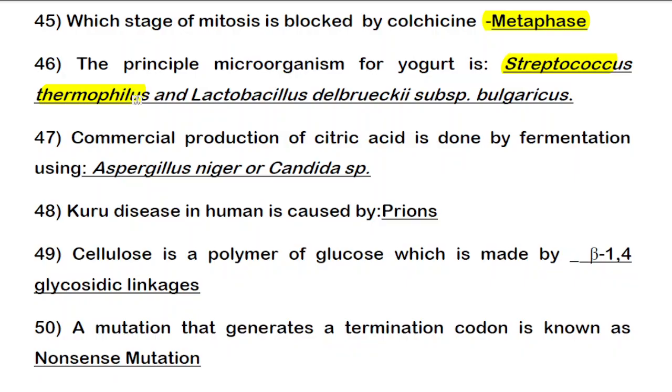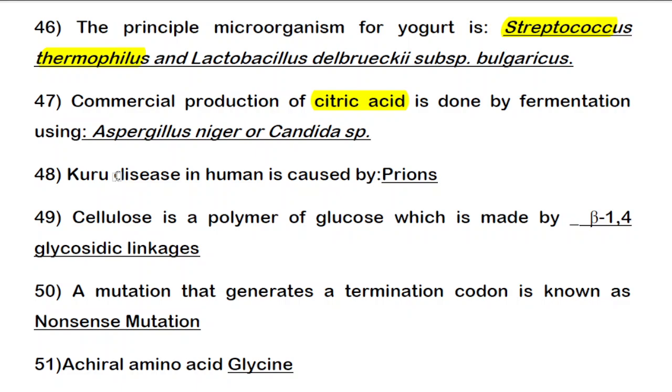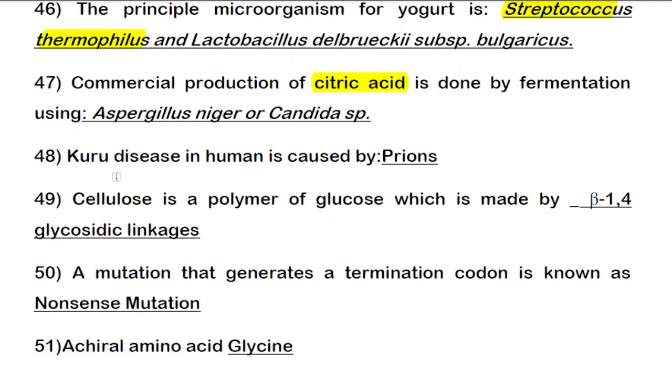47th question is commercial production of citric acid is done by fermentation using two microorganisms. One is Aspergillus niger and another one is Candida species. Next is 48th question, Kuru disease in humans is caused by. Again, Kuru disease is also caused by prions only. 49th question is cellulose is a polymer of glucose. So this cellulose is made up of beta 1,4 glycosidic linkage. So please do tell me about lactose. What kind of glycosidic linkage is present in lactose?